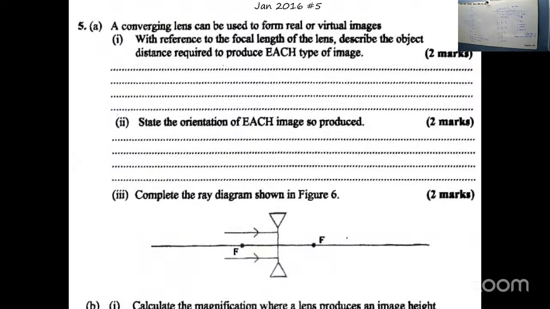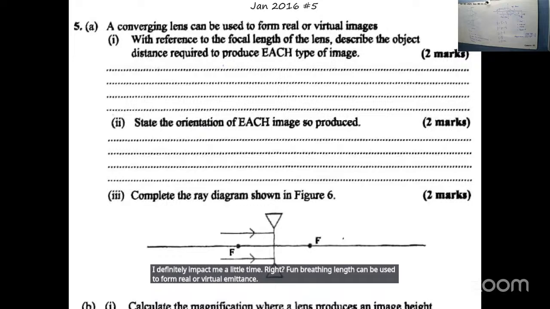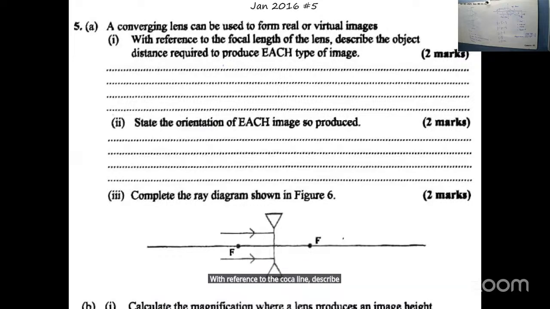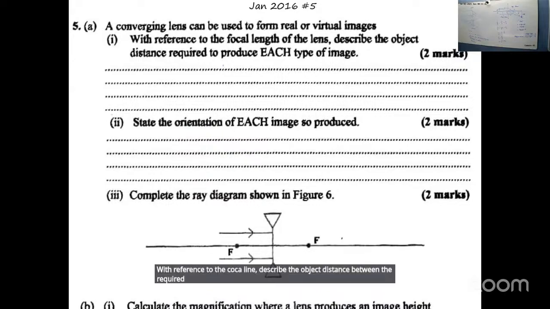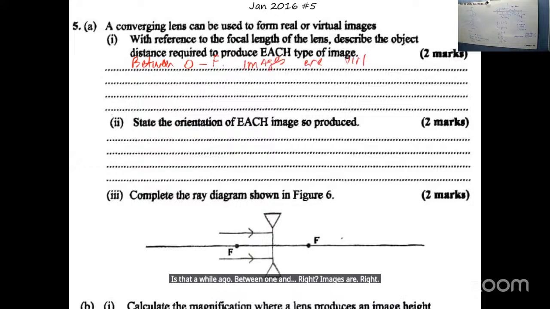Converging lenses can be used to form real or virtual images. With reference to the focal length, describe the object distance required to produce each type. So anything between O and F, what do we get? We said that a while ago. Between O and F, images are virtual. And beyond F, images are real. State the orientation of each.